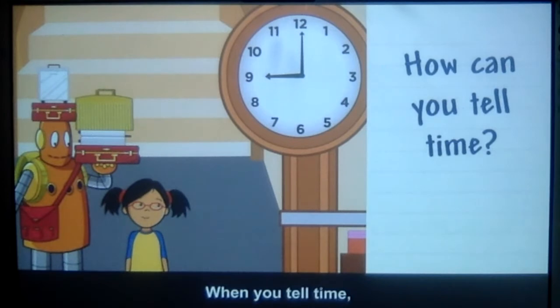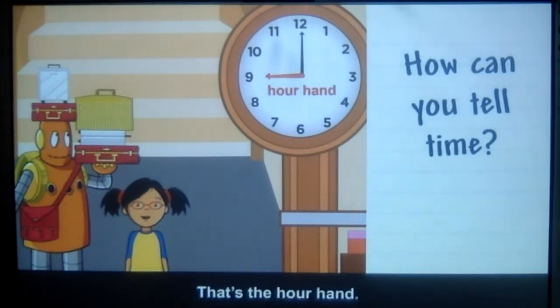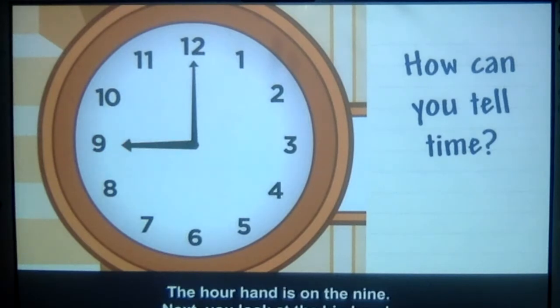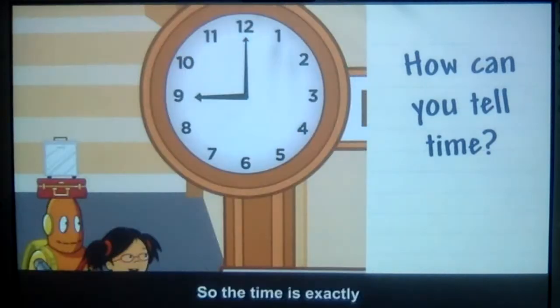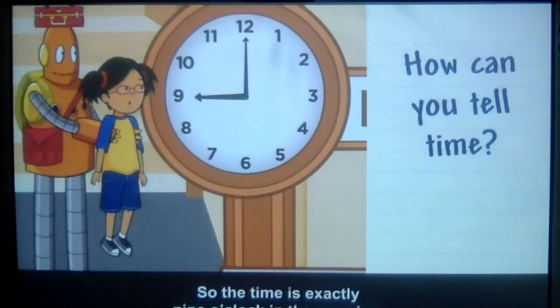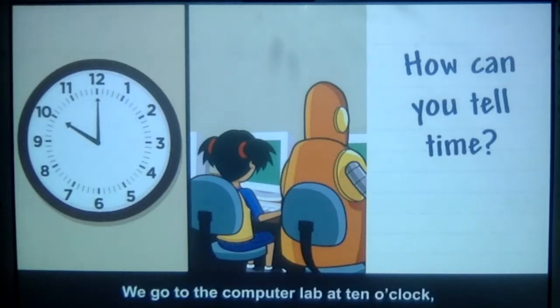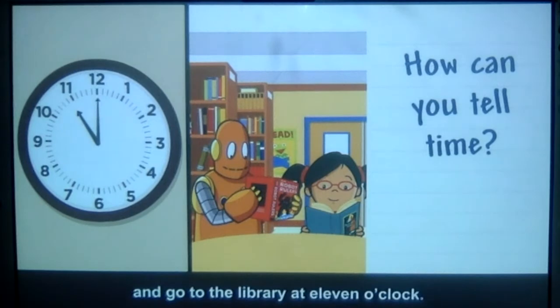When you tell time, you look at the little hand first. That's the hour hand. The hour hand is on the 9. Next, you look at the big hand. That's the minute hand. The minute hand is on the 12. So the time is exactly 9 o'clock in the morning. O'clock means of the clock. We go to the computer lab at 10 o'clock and go to the library at 11 o'clock.